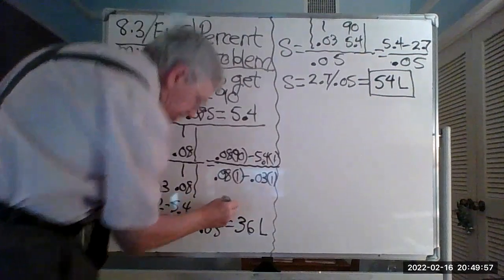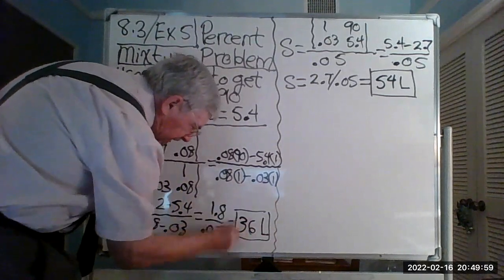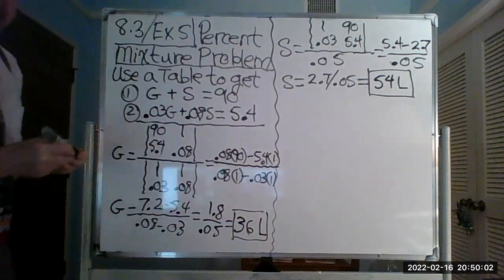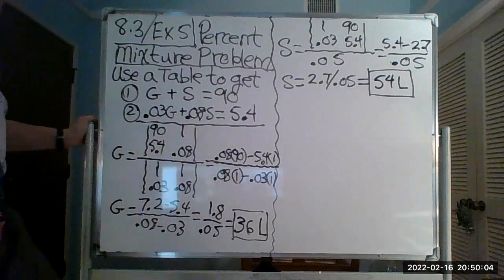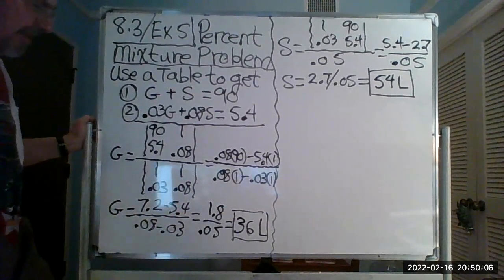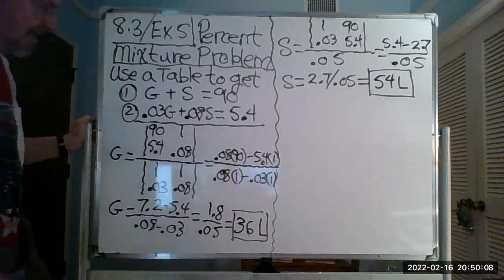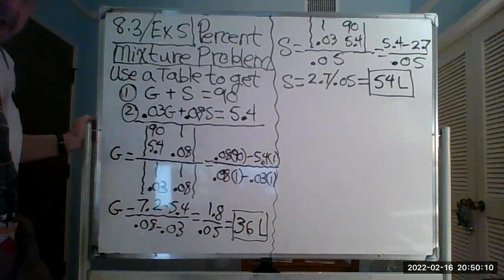Right there and right there. Notice 54 plus 36 is 90. So there's a quick check. So notice once again, the beauty of this method. So it crunches right out.